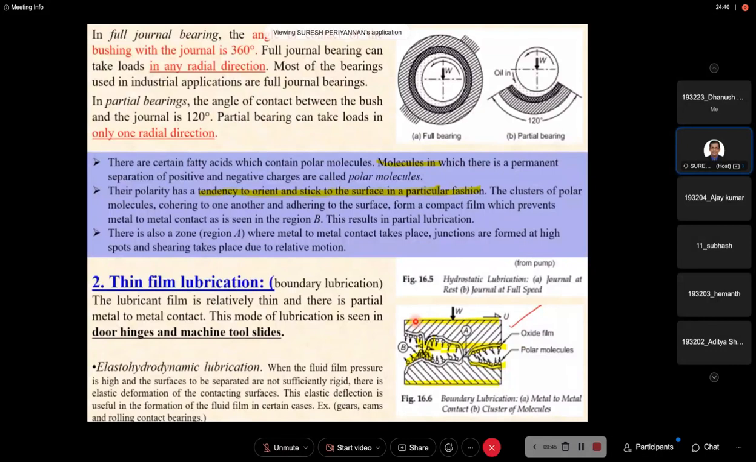Now, this is the boundary lubrication. Please tell me any one example. What is a boundary lubrication example? Just think and tell me. Here I have shown you some door hinges and machine tools. Apart from that, tell me any one example.